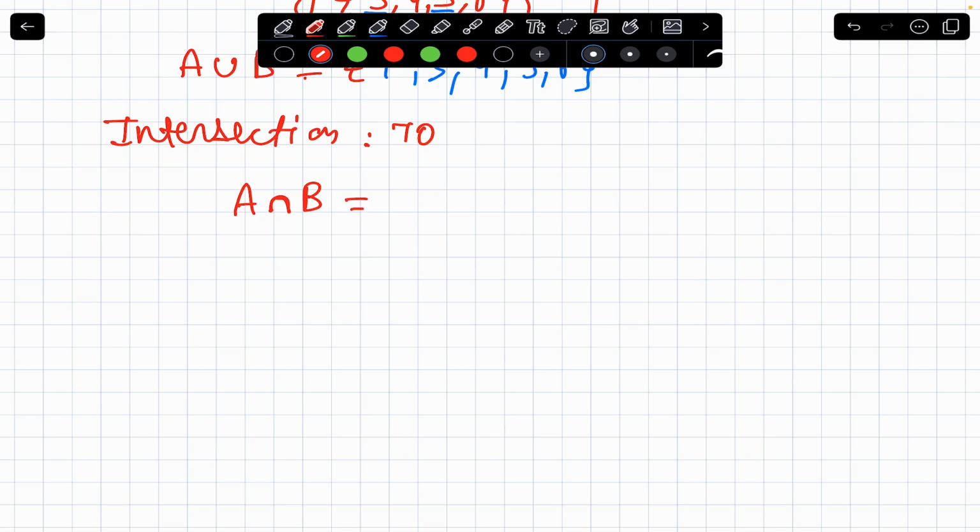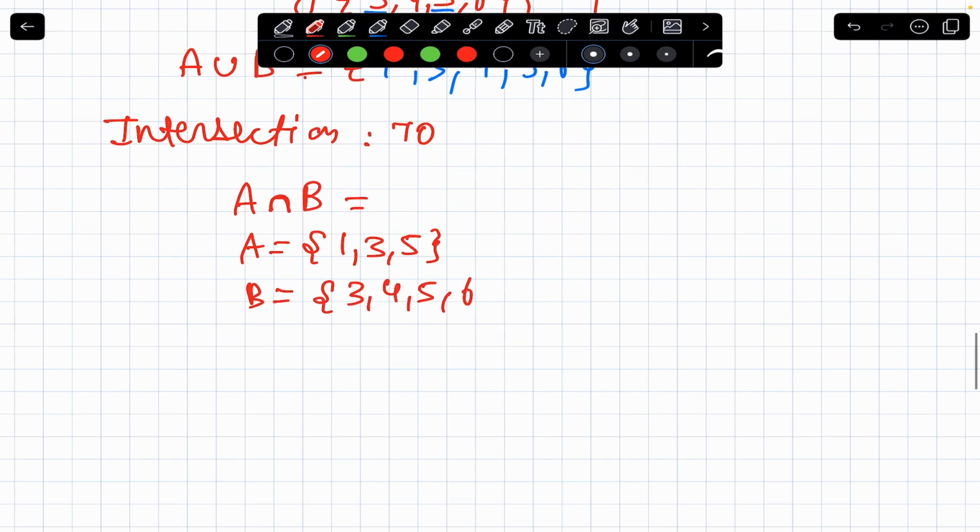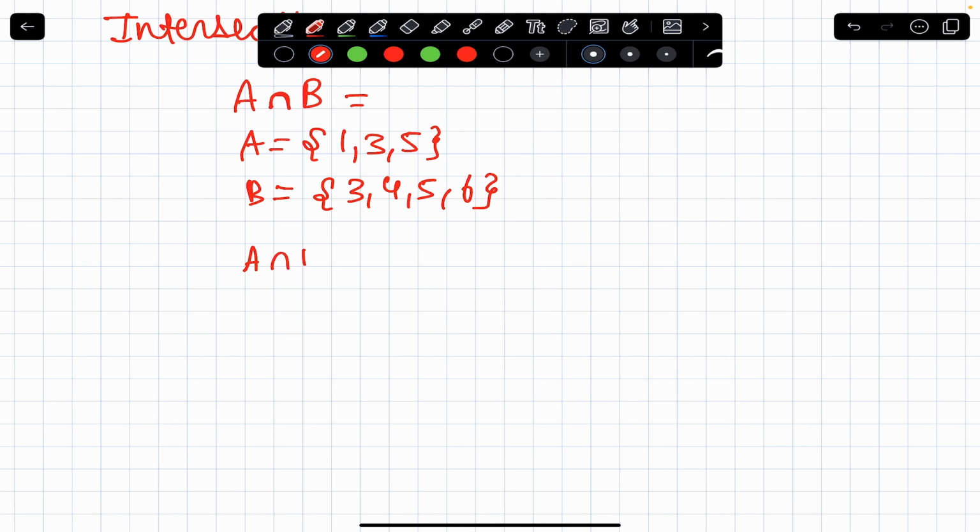Whatever event A says, it is only odd numbers, and event B says greater than 2. So now what is the intersection of A and B? We have to only find those that are common. So let's see which numbers are common. We have 3, 5, and 3, 5. There is nothing else common, 1 no, 4 no, 6 no. We have to only find those that are common in both sets.